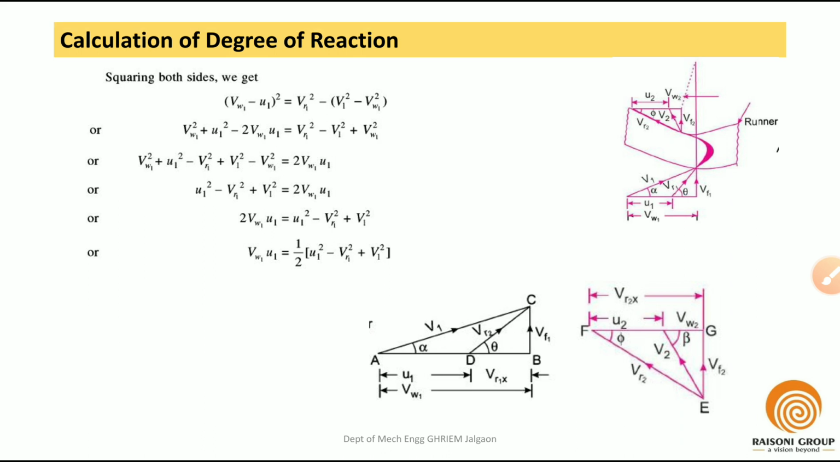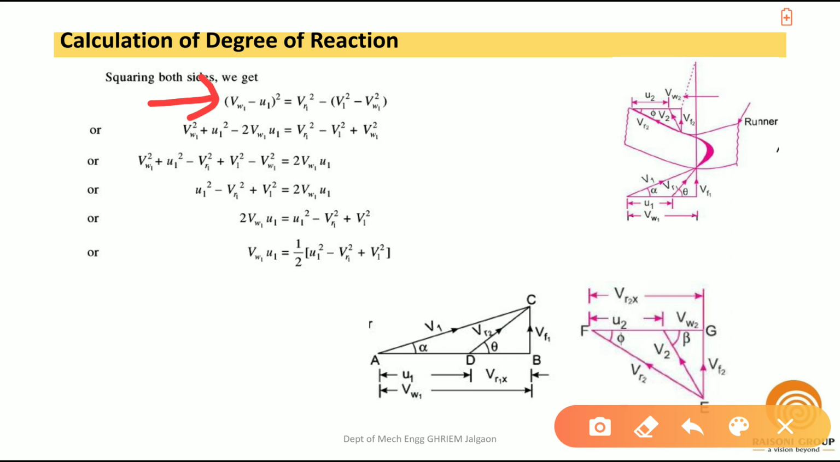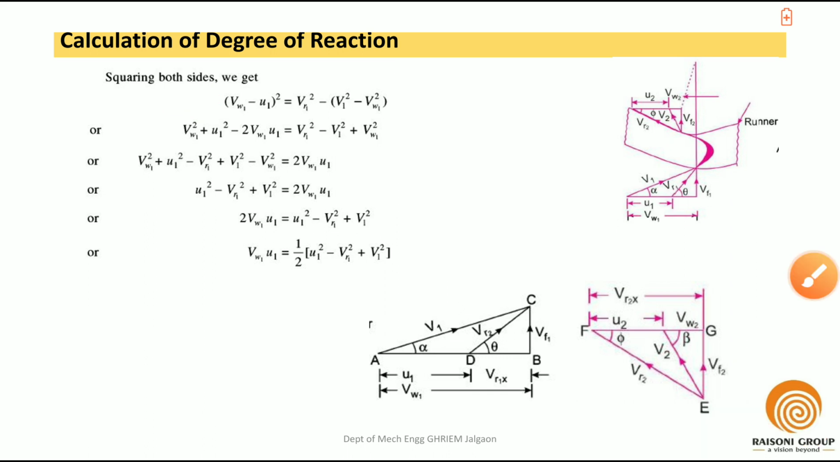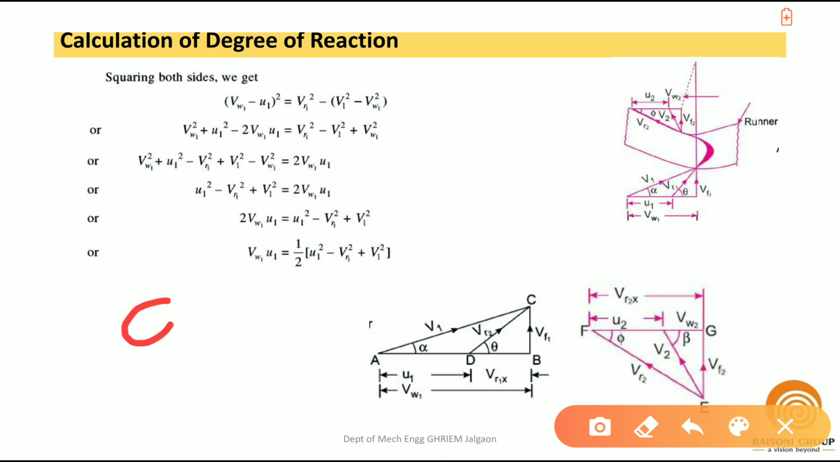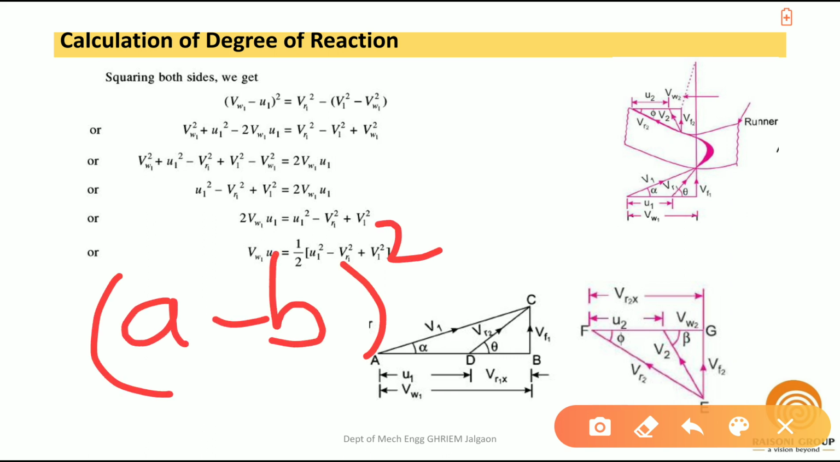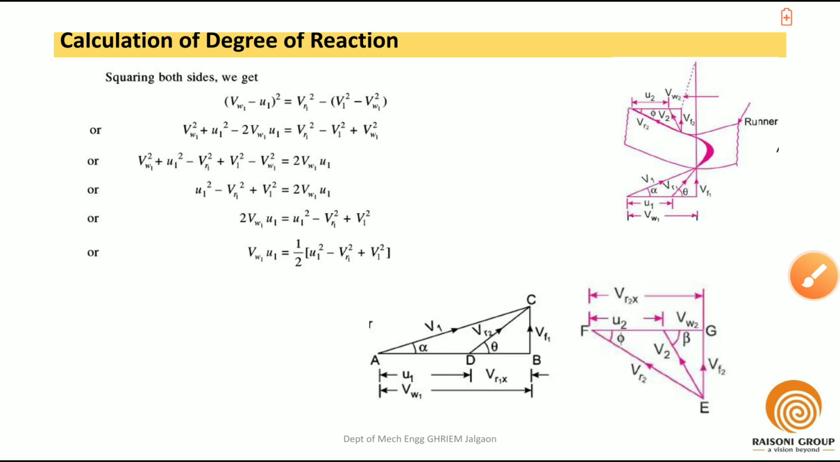Now if we square both the sides, means on the left side and right side, then we will get an equation like this. This term will get squared, and as there is an under root, if we square it, the under root will vanish. Now if we simplify this, this is the (a minus b) square, Vw1 minus U1 bracket square. If we expand it by using this formula, then we will get an expression like this: Vw1 square plus U1 square minus 2 Vw1 U1, and the right side will become like this.